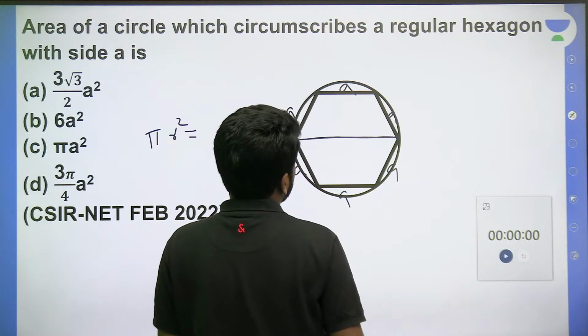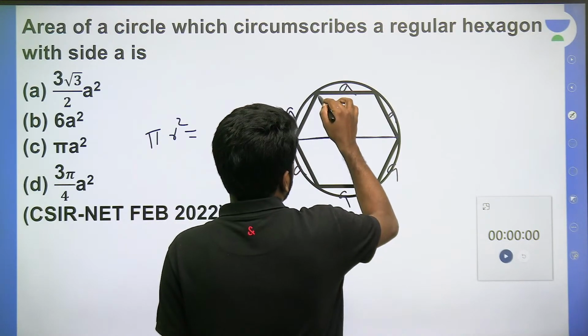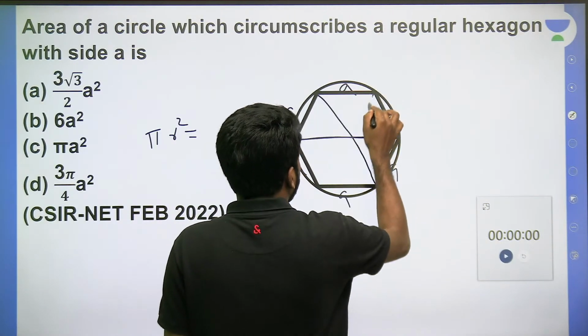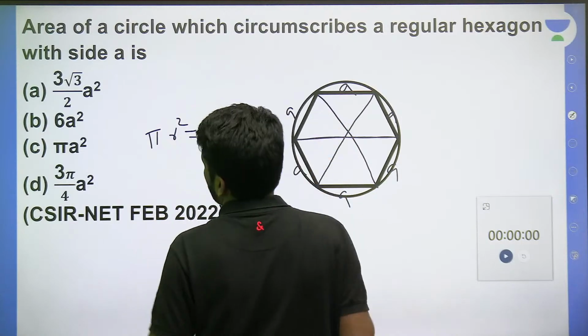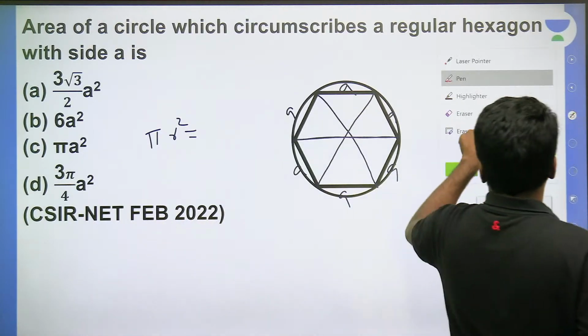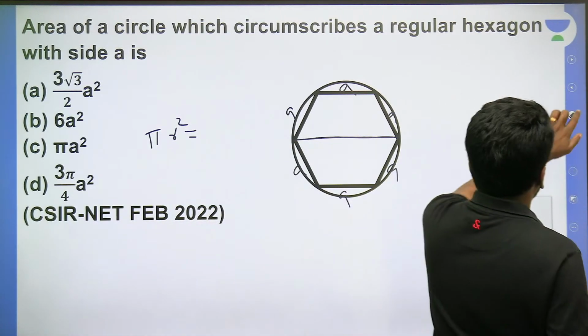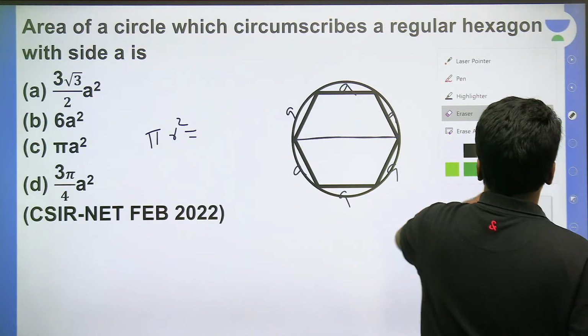How to find it? The best way to do this question is you can split this hexagon into 6 equilateral triangles. Based on this, there were questions in the September 2022 exam also.